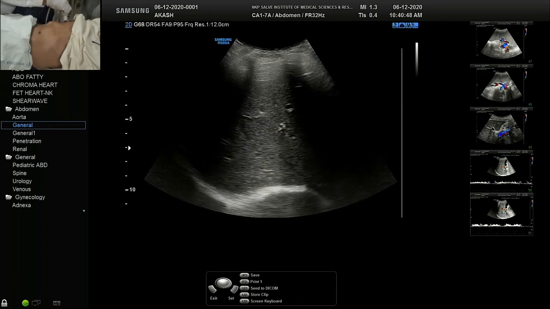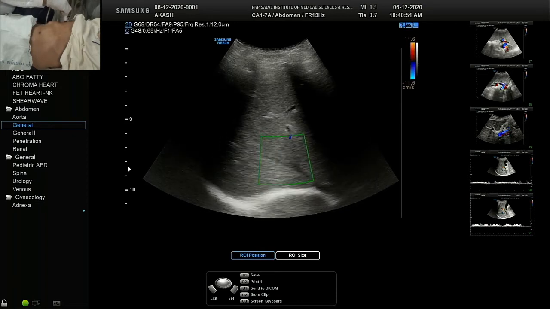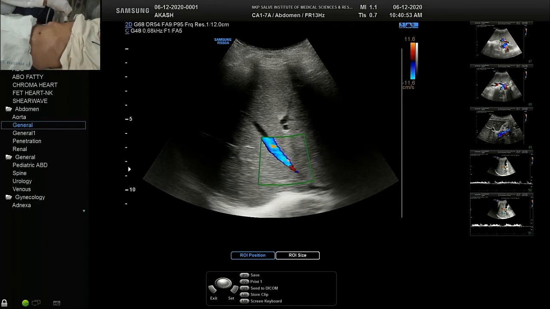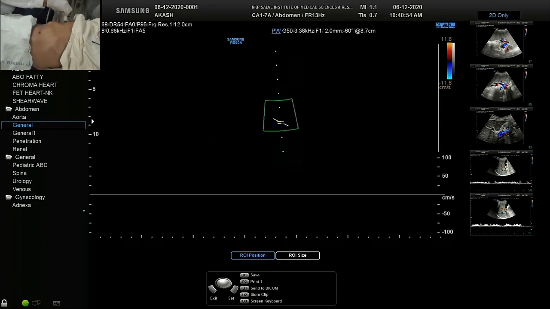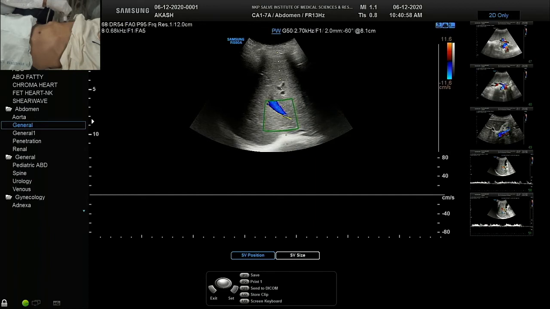See here, giving better angle, and see the angle is reduced. If the Doppler angle is reduced, you get better Doppler pickup. We don't need velocity, so angle correction is not required.